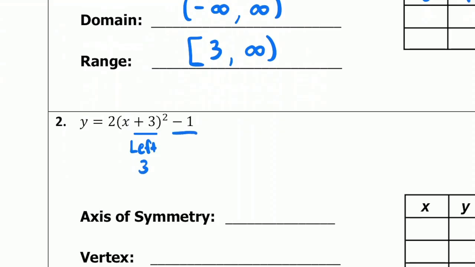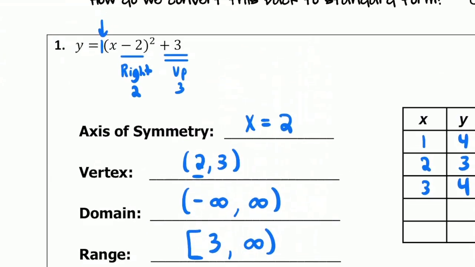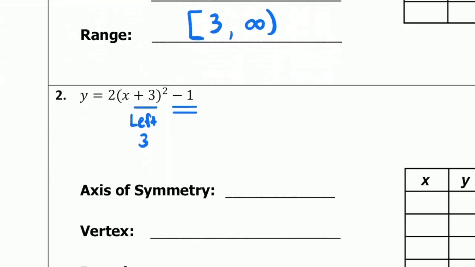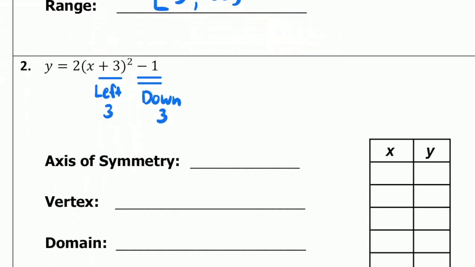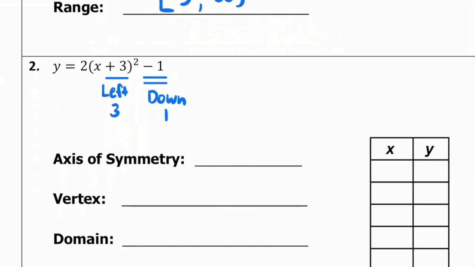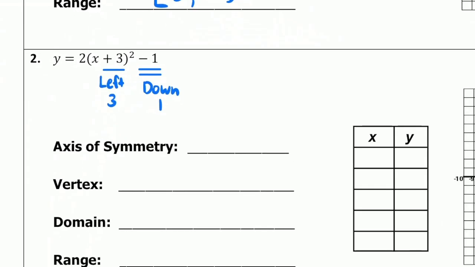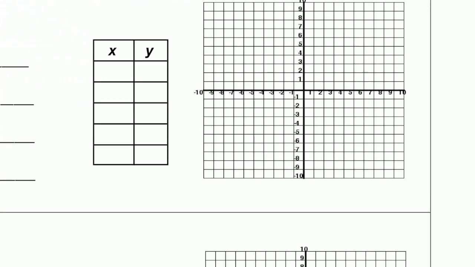And then minus 1 on the outside here. And likewise, if plus 3 in the previous question meant we went up 3, minus 1 means we're going to be going down 1. So I know my vertex is going to be at the point negative 3, negative 1, because I'm going from my origin, left 3, and then down 1 after that. So my vertex will be at this point right here.